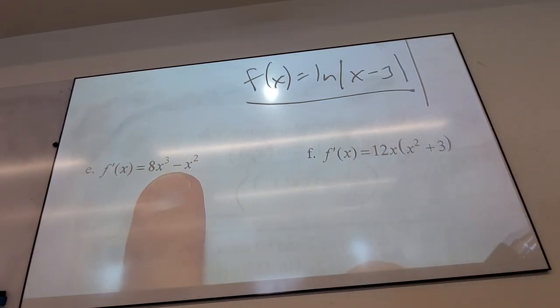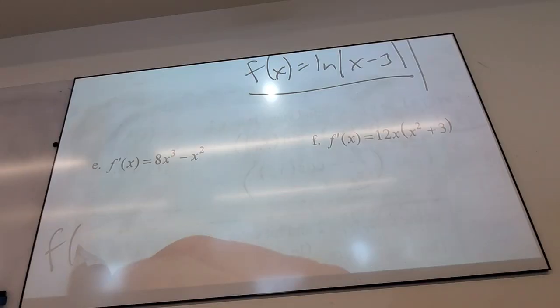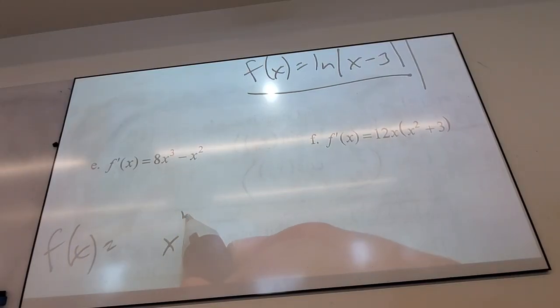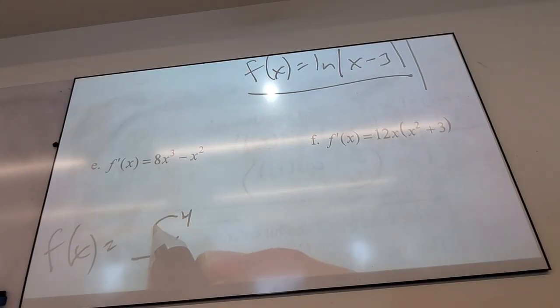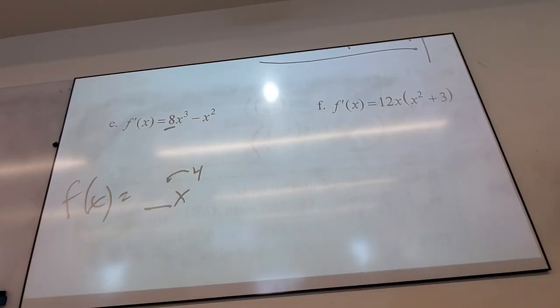Now, is this one okay? This one's a lot like the example I gave up here. That first part here, if this is x to the 4th, what number must have been here so when it comes down it makes 8? 2. Now, did everybody follow what I just said?